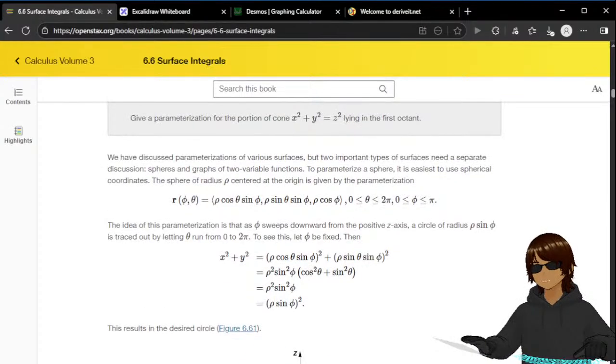Over here, they discuss parameterization of various surfaces, but two important types of surfaces need a separate discussion: spheres and graphs of two-variable functions. To parameterize a sphere, it is easier to use spherical coordinates. The sphere of radius rho centered at the origin is given by the parameterization r(phi, theta) = (rho cos theta sin phi, rho sin theta sin phi, rho cos phi).